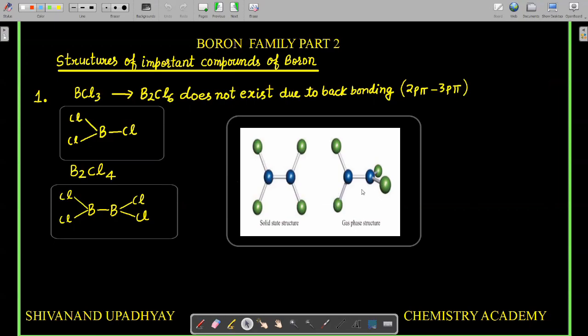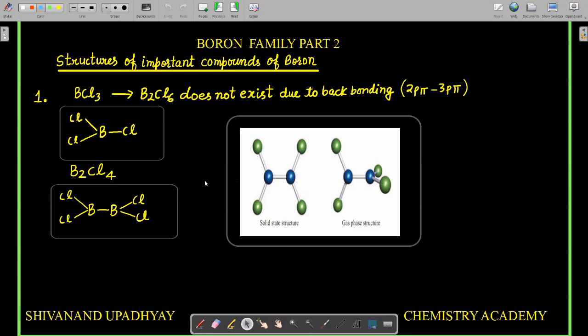While in the gas phase structure, we can draw a plane which is passing through these two atoms and these two atoms, right? A plane passing through these four atoms, one plane is possible. Or I can make a plane which is perpendicular to this plane, passing through this atom and these two atoms. So the maximum number of atoms in a plane here is 4, while in this case the maximum number of atoms in a plane is equal to 6.